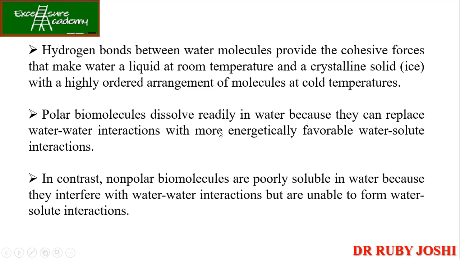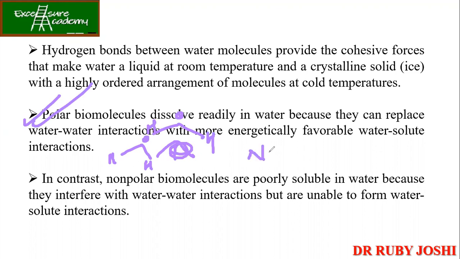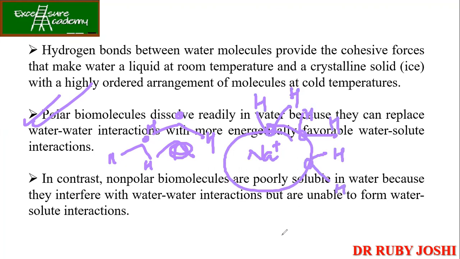Polar biomolecules dissolve readily in water because they can replace the water-water interactions with more energetically favorable water-solute interactions. Are you able to understand this point? This is important. So instead of having water-water interactions, like suppose this is H, and here you are going to have another H, and you have these water-water interactions, right? Instead of this, I'm going to have Na+, which is surrounded by the water molecules. So this is how it will be surrounded, and this is what makes your salt soluble inside the water.